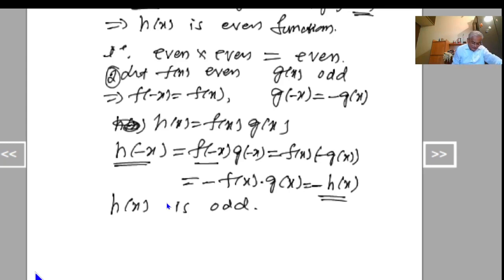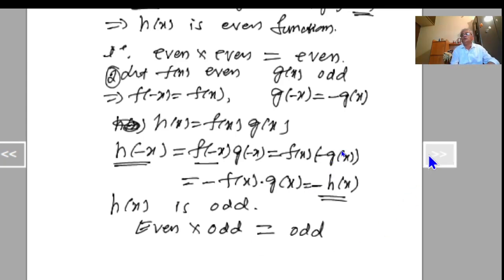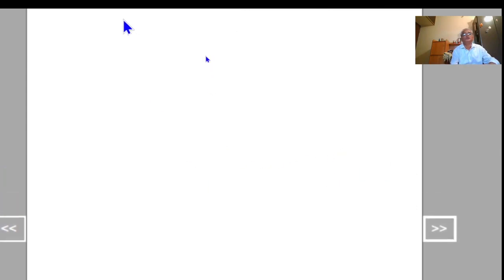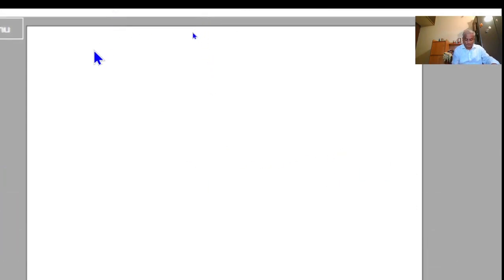So here I have taken f(x) as even and g(x) as an odd function. What I am getting here is an odd function. So the first case, even times even is even, and the second case, even times odd function is odd. Next I will go to the third one.